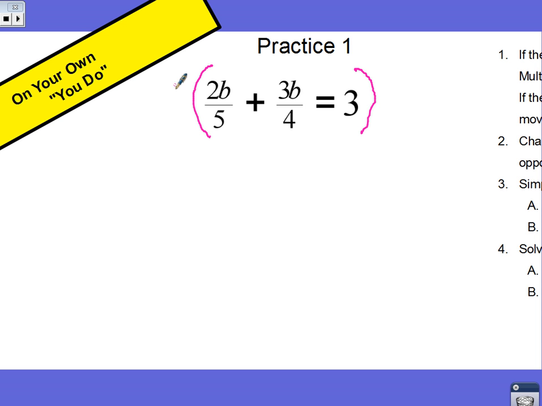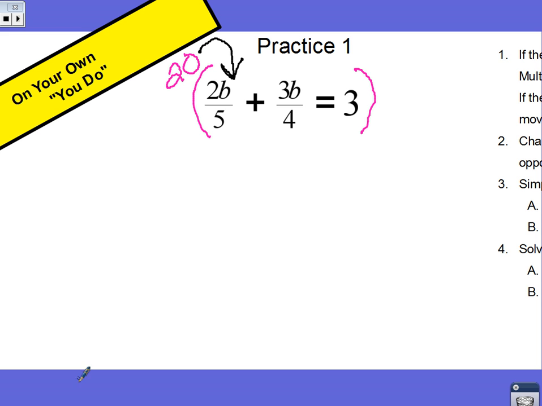Okay, did you write 20? If you wrote 20, you did it perfectly. So I now am going to multiply this entire equation by 20. Let's start with 20 times 2b. Pause, you're going to multiply that out. Pause the video as you're multiplying, then come back and check your answers.